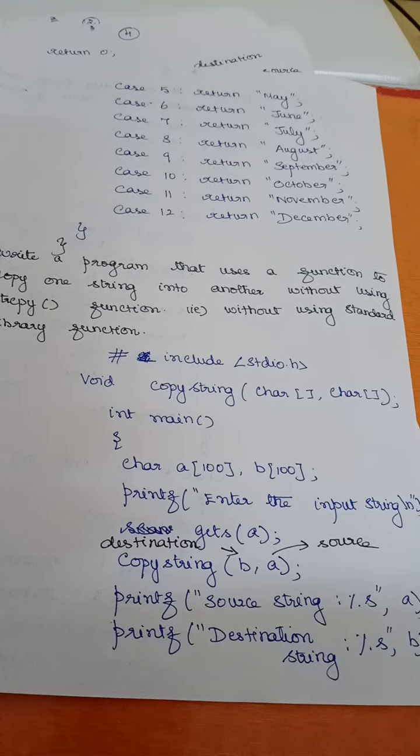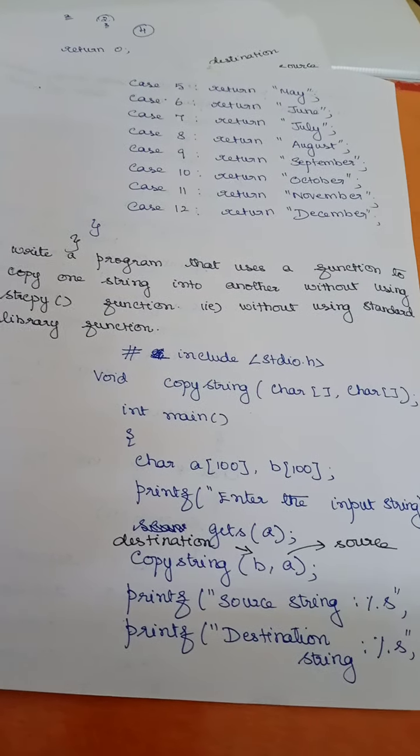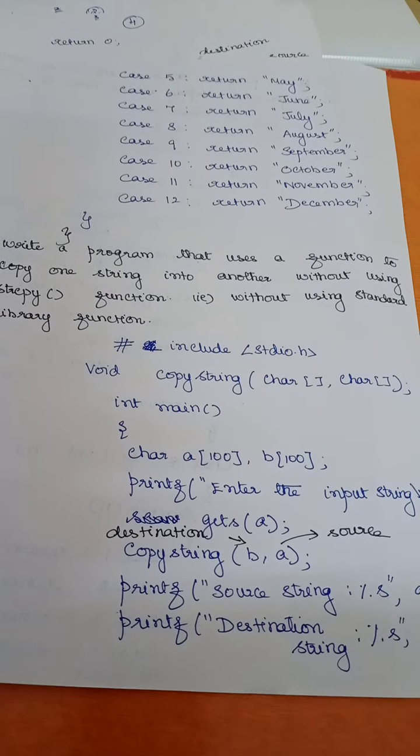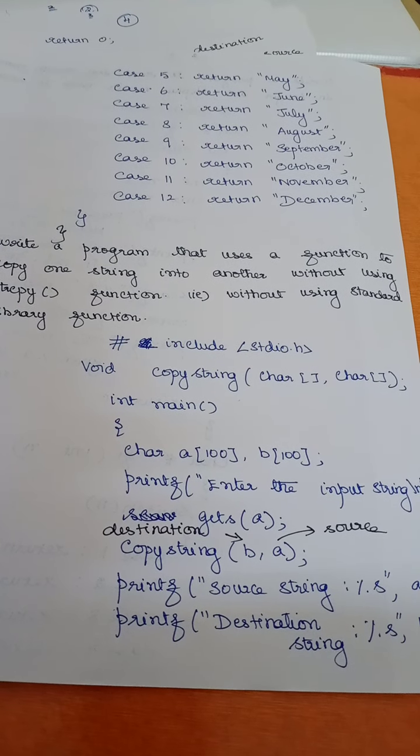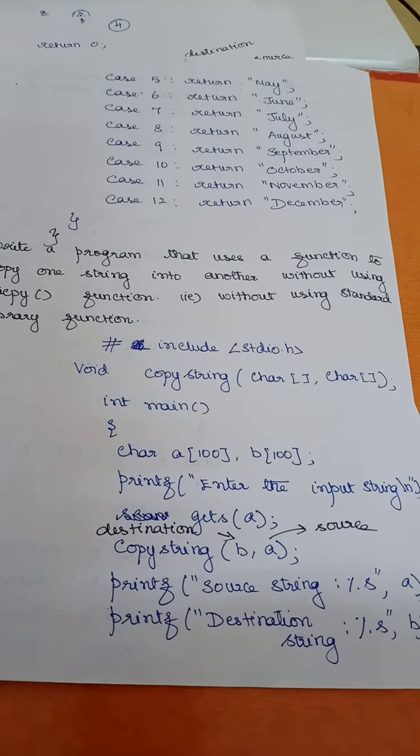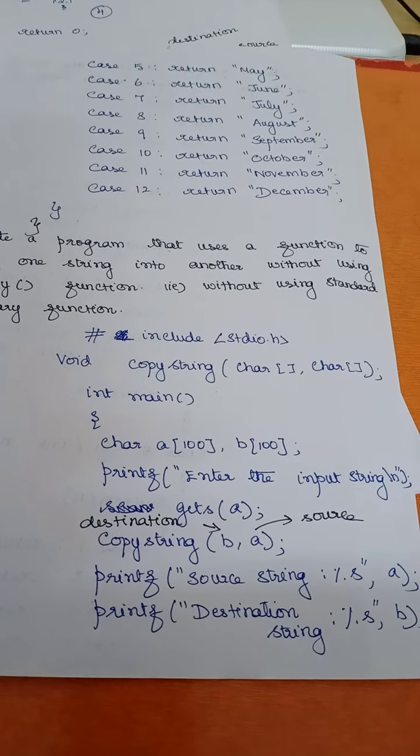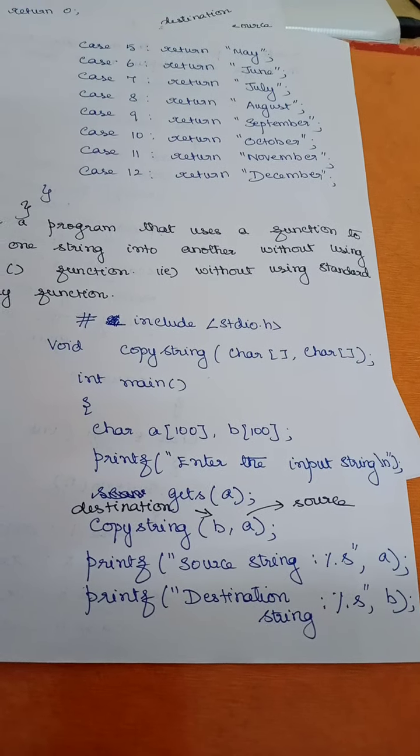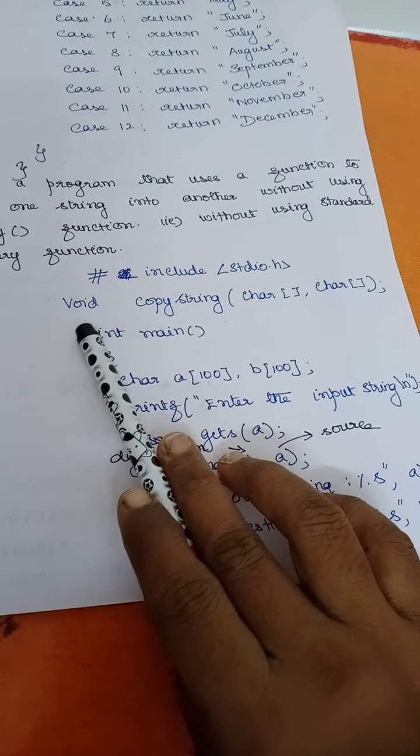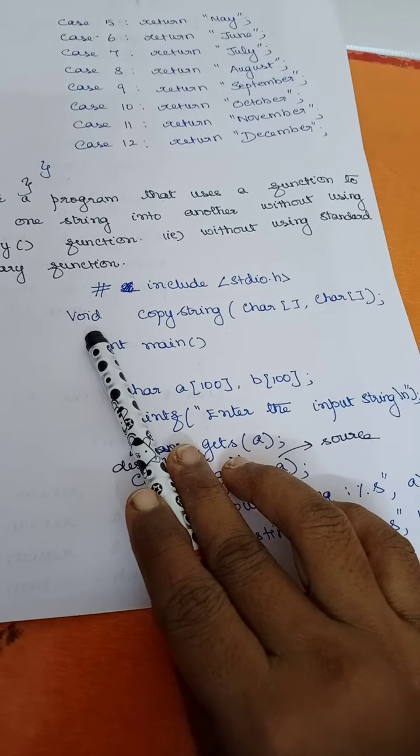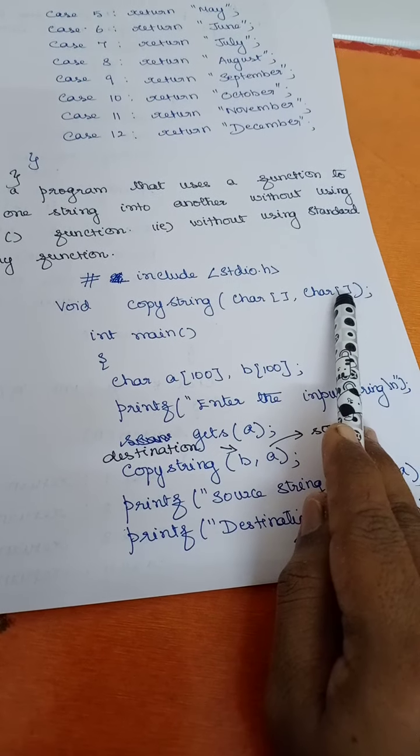Write a program that uses a function to copy one string into another without using the string copy function. So I am going to copy one string to another string without using the string copy library function. Already we have seen this, but anyway with the function we will see how to copy one string to another string, right? Right. So hash include stdio.h. So void, the function is not going to return anything, because whenever you pass an array, it is going to be passed as a call by reference.